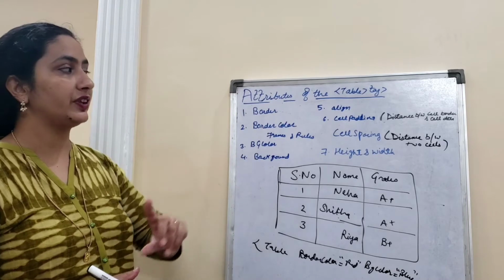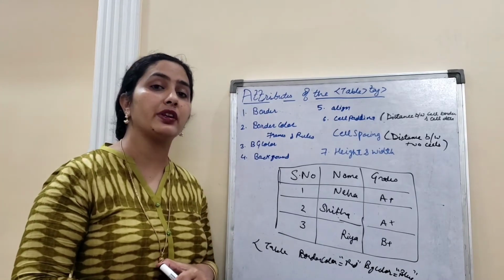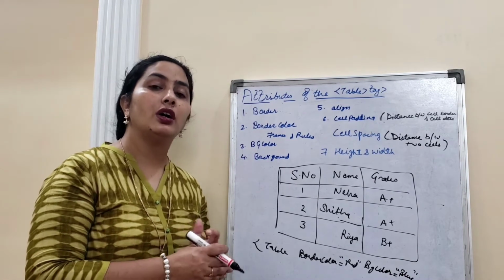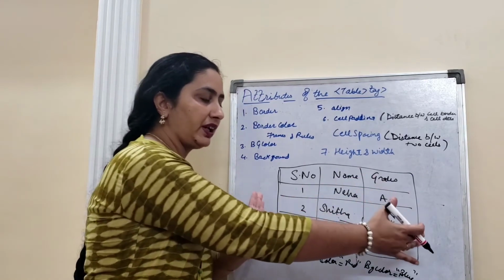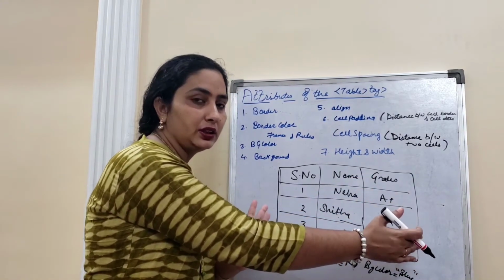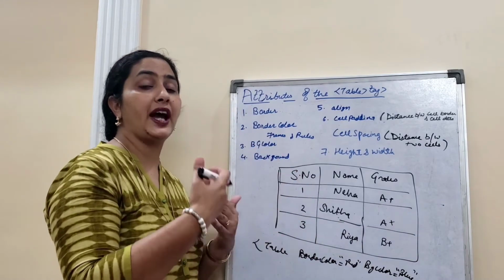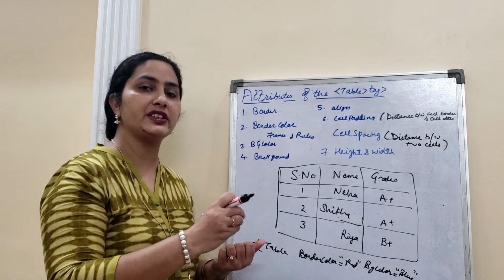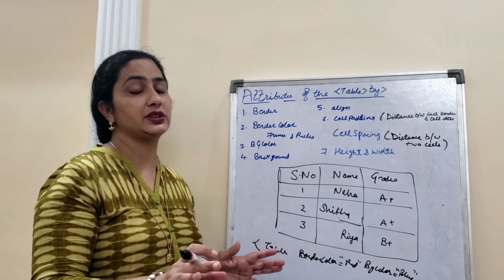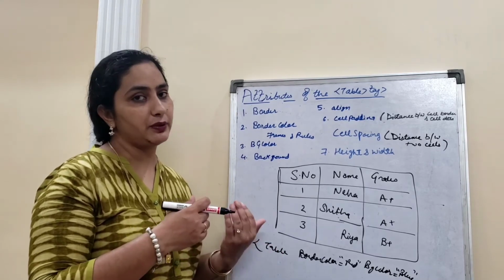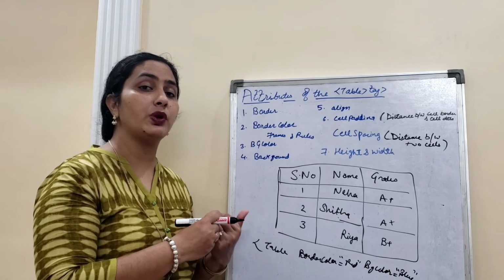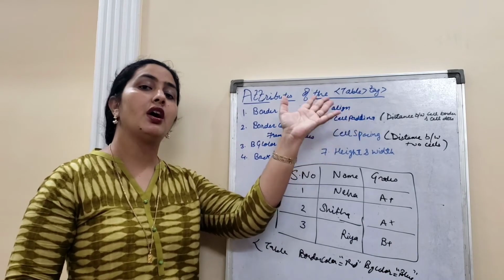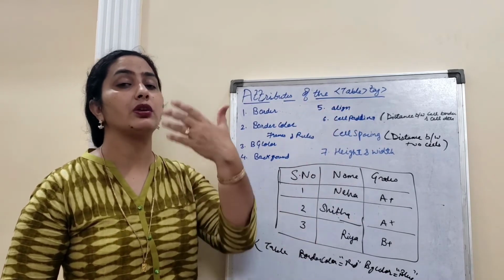Next attribute of the table tag is the align attribute. We use the align attribute whenever we want our table to be aligned in a specific position. Suppose right now you can see my table is in the center of the board. If you want your table at the center of the web page, you write align equals to center. If you will not mention the align attribute, then by default it will come to the left hand side of the web page. But if you want it at the center or right, then you can write align equals to center or align equals to right. That depends upon your own choice.